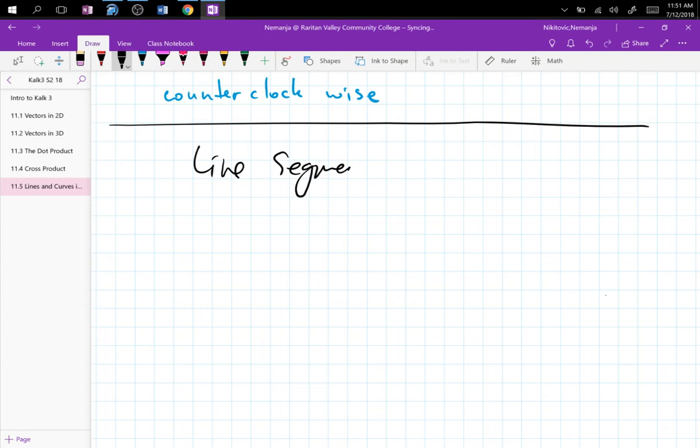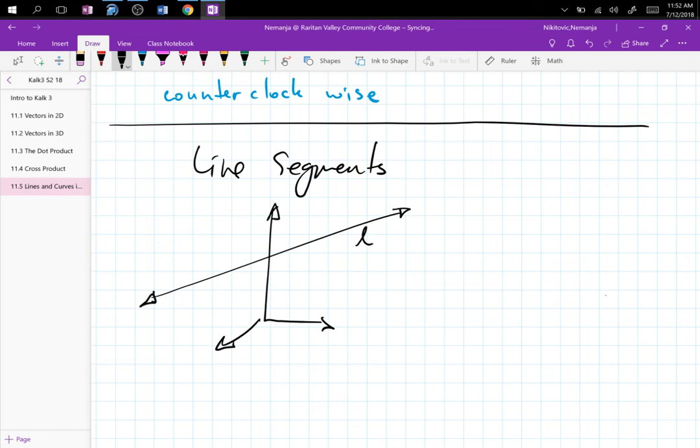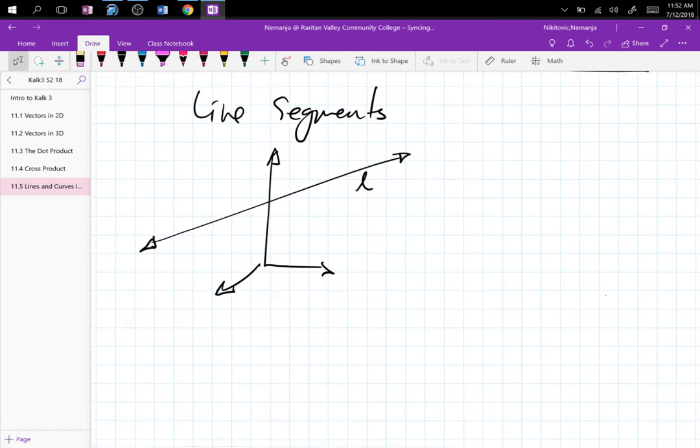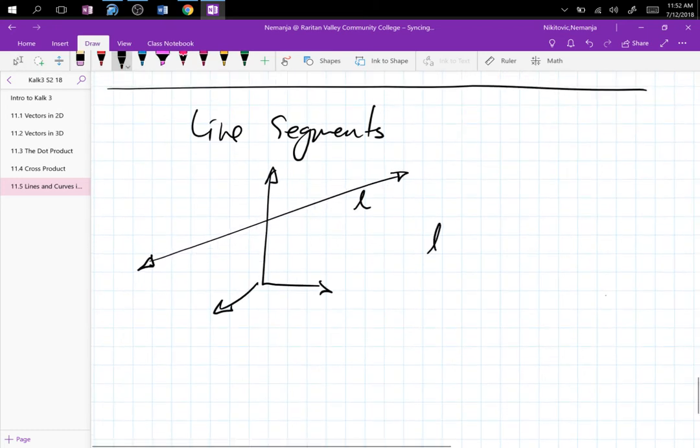Line segments. When I write the equation of the line, that line extends infinitely in 2 directions, right? So if I have a line in space, I don't care what kind of coordinate system we have over here. If I have a line in space, it goes forever in both directions, right? Now, line segment, so this is just a line.